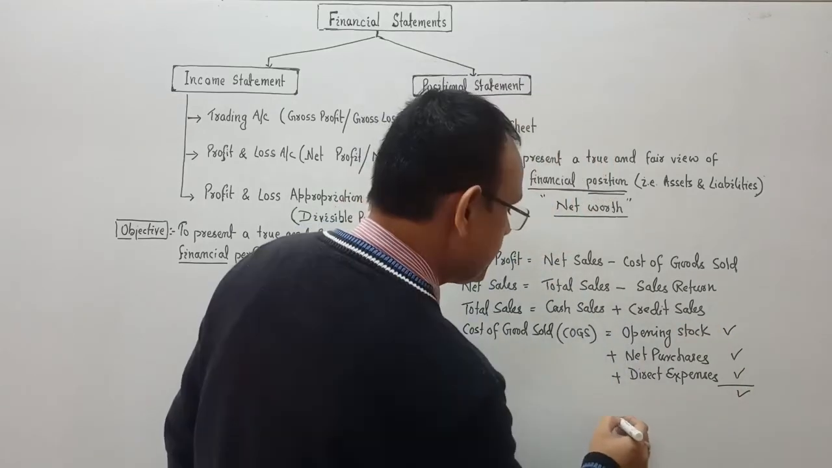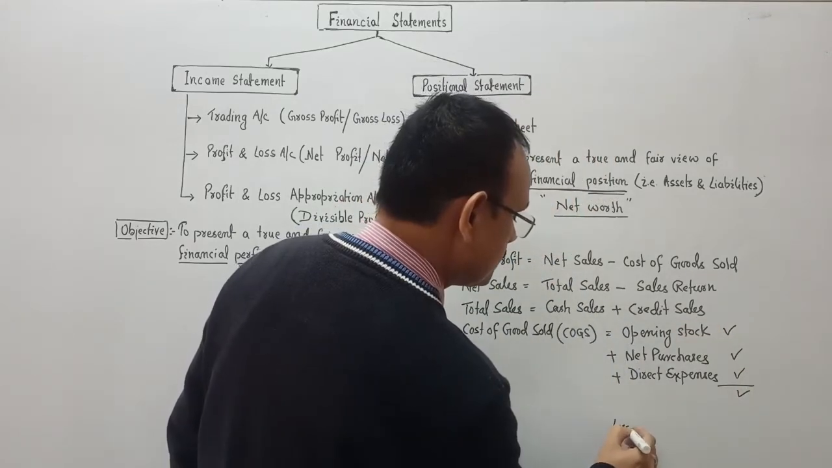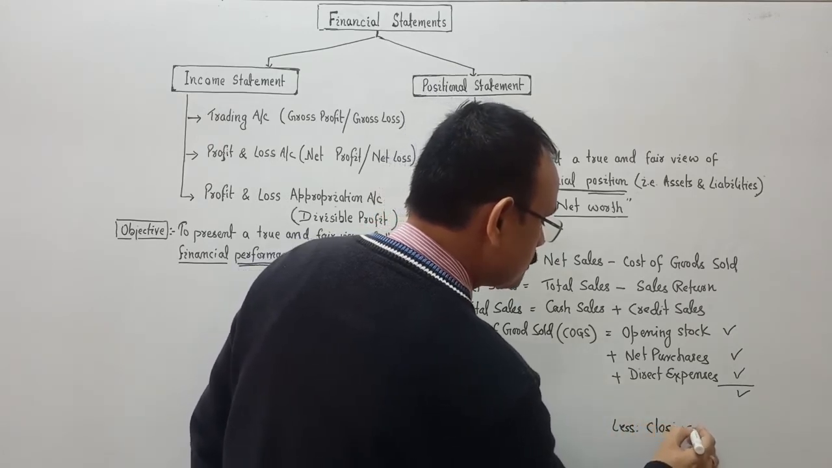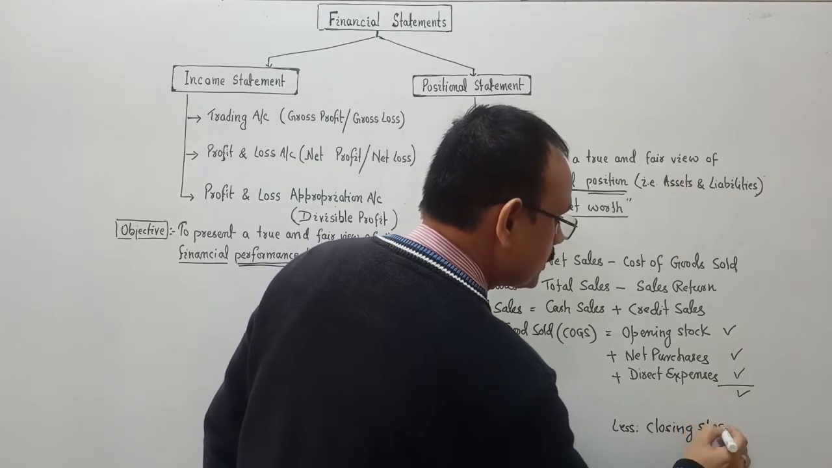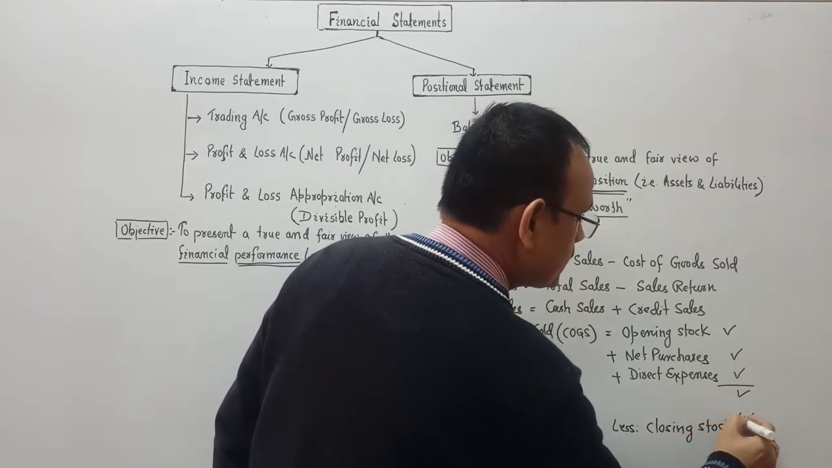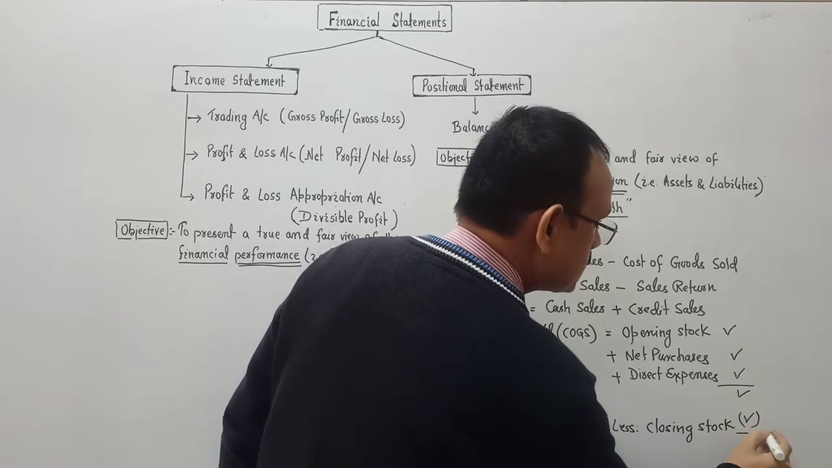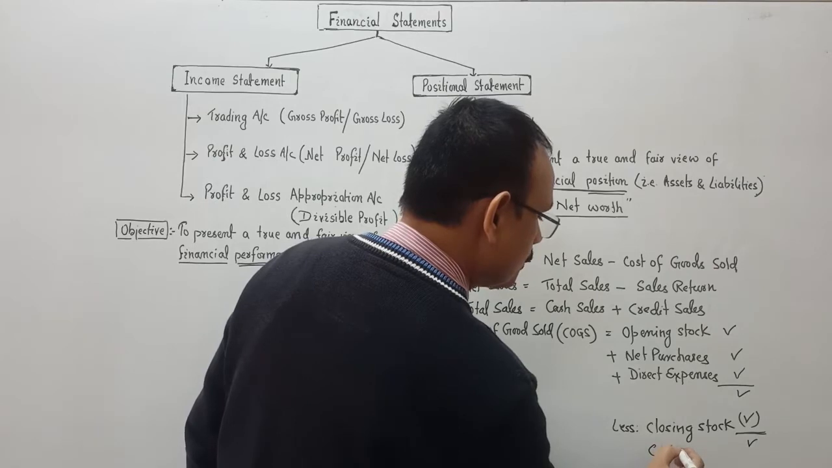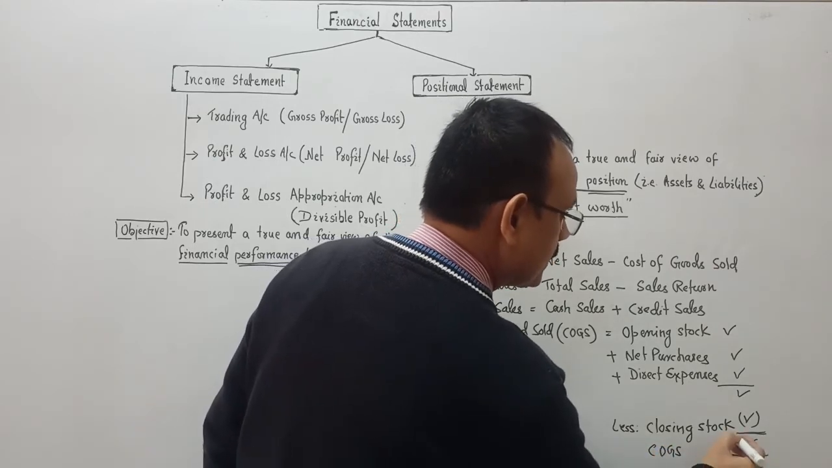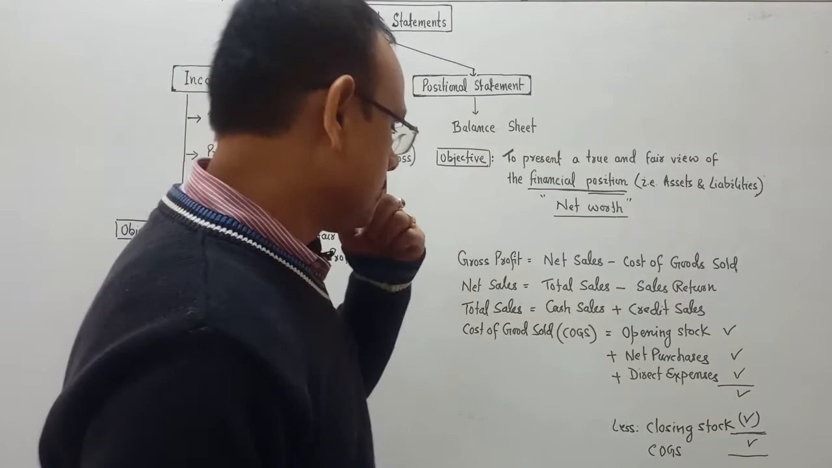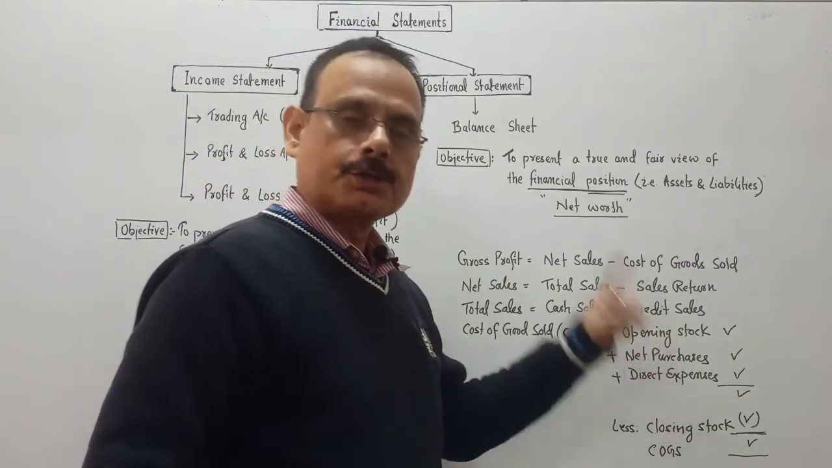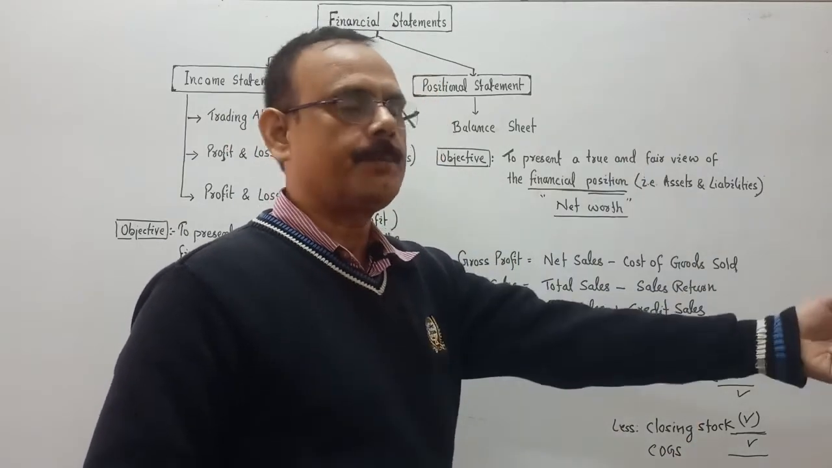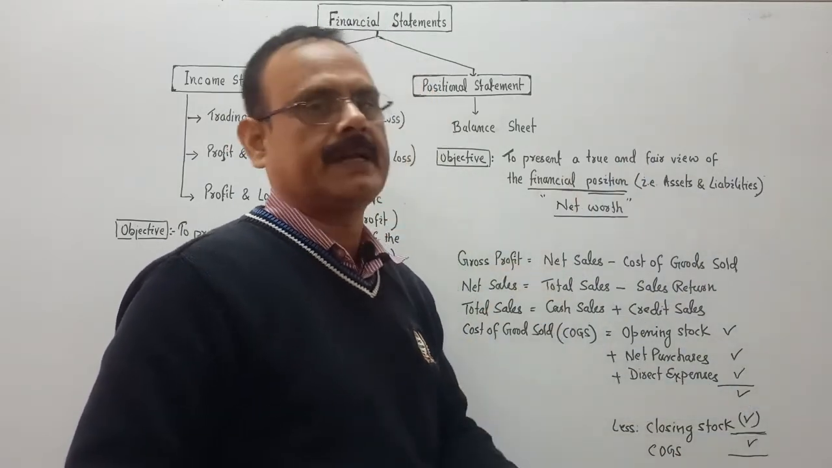total, and we will deduct, less, closing stock from this amount. We'll deduct closing stock. This amount will indicate cost of goods sold. So cost of goods sold means opening stock at the first day of the accounting year. Last year's closing stock becomes the opening stock for this financial year.